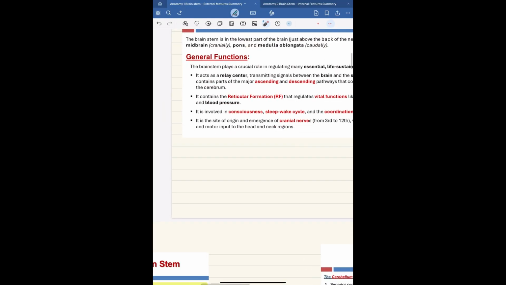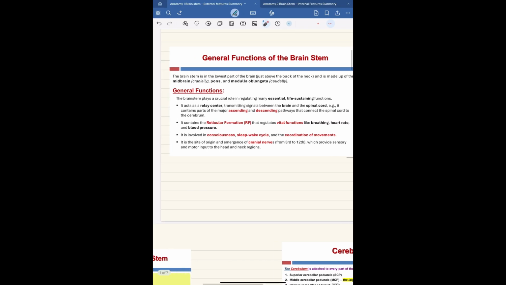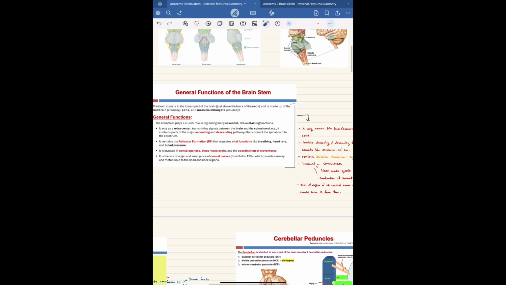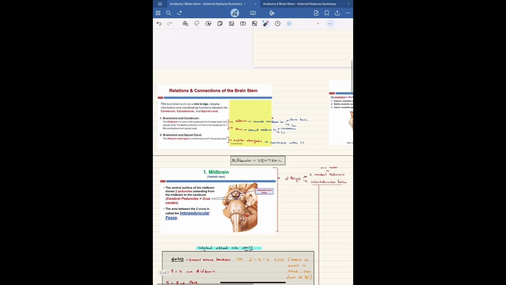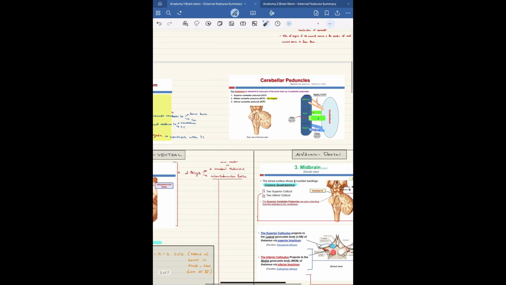General functions, simply, the brainstem is the relay center, transmitting signals between the brain and spinal cord. It contains the reticular formation that regulates the vitals. It is involved in consciousness, sleep-wake cycle, and coordination of movement. And it is the site of origin and emergence of the cranial nerves from 3 to 12. So our story starts from cranial nerve 3 up until 12. That's very important.